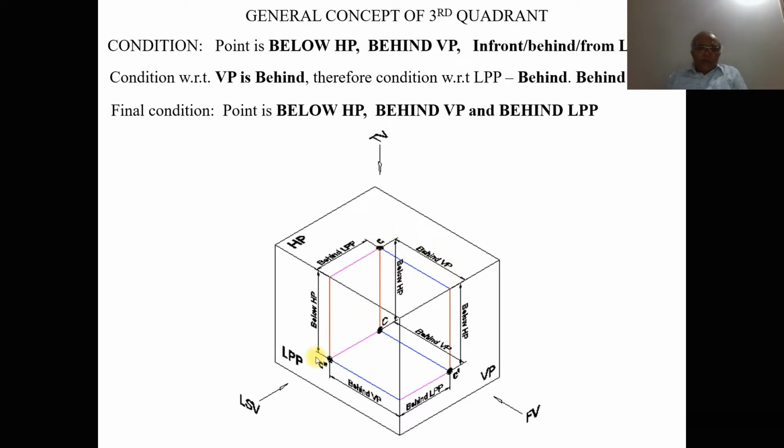To look for the image on the left profile plane, we can see either from the left side view or from the right side view. Both the viewing directions are perpendicular to LPP. So which view is right? We need to analyze this.